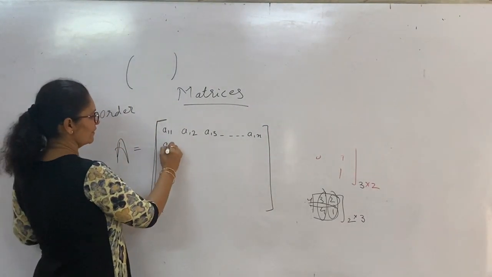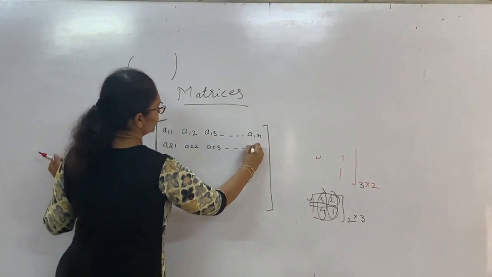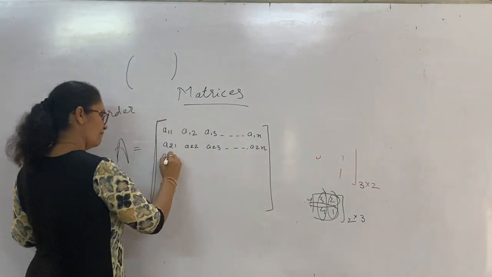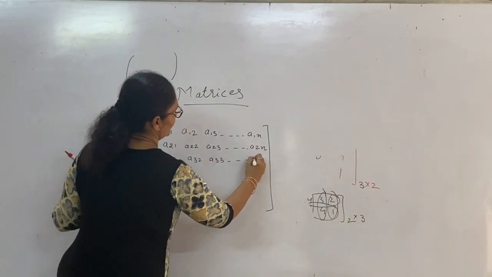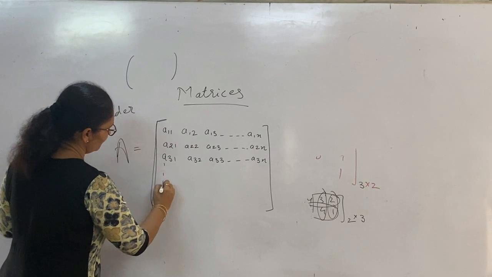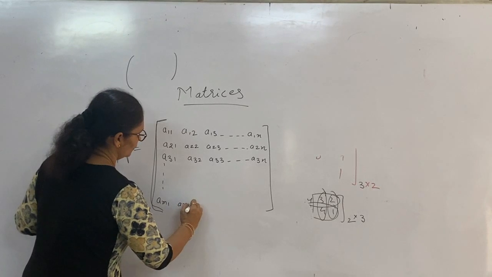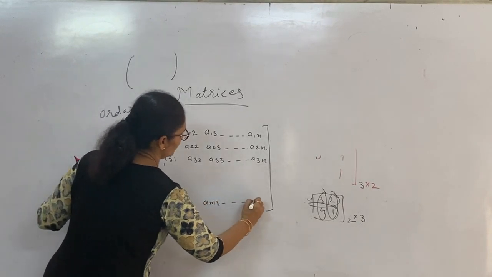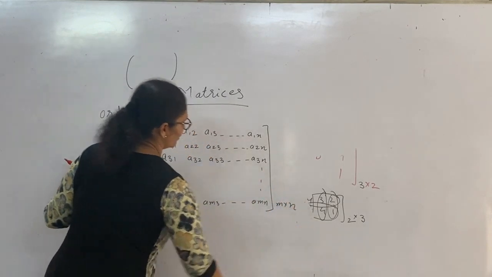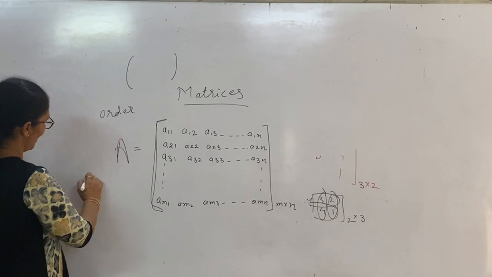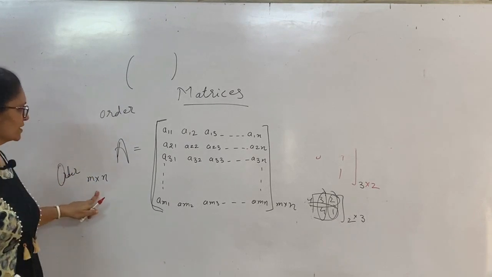Now in the same way, let's start with the second row: A21, A22, A23 up to A2n. In the same way, suppose we consider the third row and nth column. Suppose we have taken m rows. So Am1, Am2, Am3 up to Amn. So this matrix is said to be an m cross n type, or you can read it as an m by n matrix. So what is the order of this matrix? The order is m cross n.